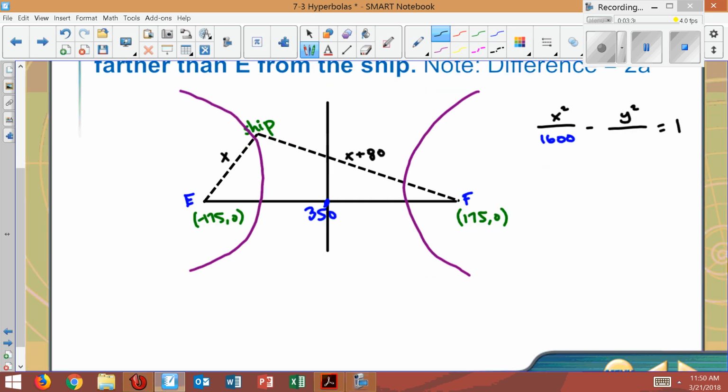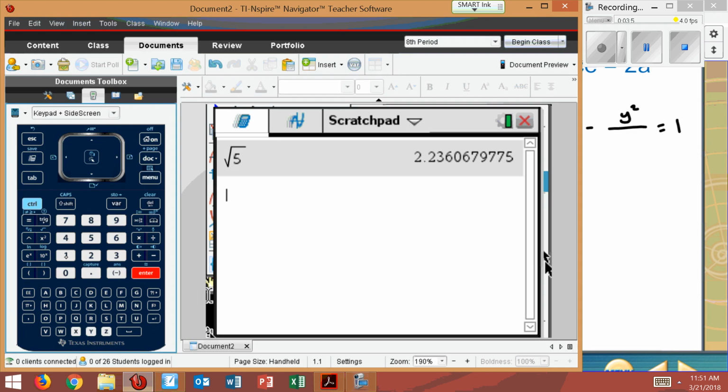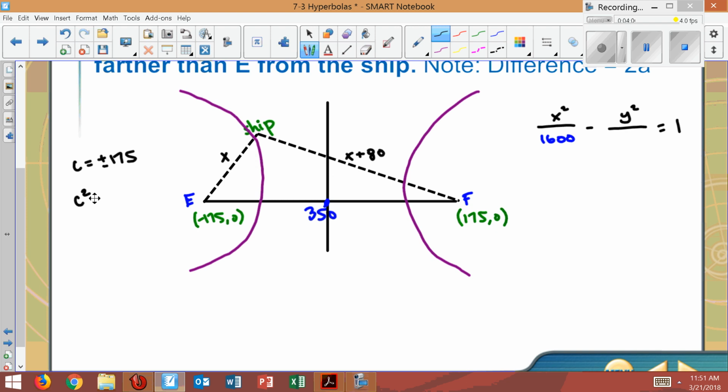Now, let's look back at our problem. What else can we determine? Well, we know that the foci are 175 and negative 175. That means my c is plus or minus 175. Since that's the case, c squared we can find by squaring those values. I'll go to the calculator, 175 squared, press enter, and I get that large number, 30625. To find my b squared, I'm going to use the formula c squared equals a squared plus b squared. c squared is 30625. That will equal my 1600 for a squared plus b squared.